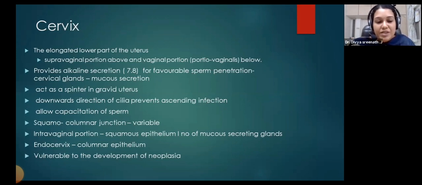The inner cervix has columnar epithelium, and the outer cervix has squamous epithelium. So the squamo-columnar junction, between the outer and inner surface of the os, has relevance because there is more chance of developing cervical intraepithelial neoplasia in this area. So this area is somewhat important.